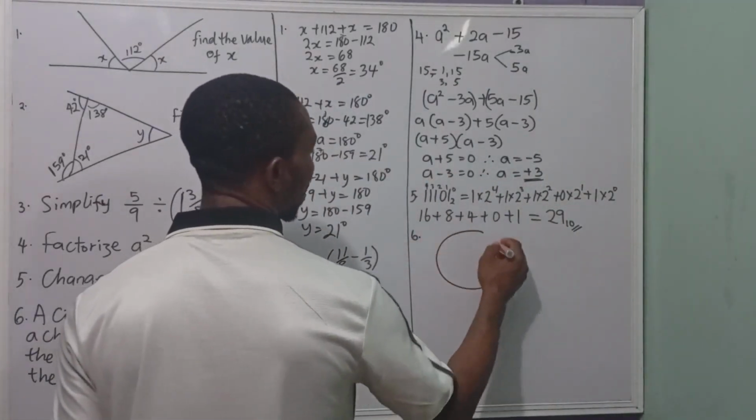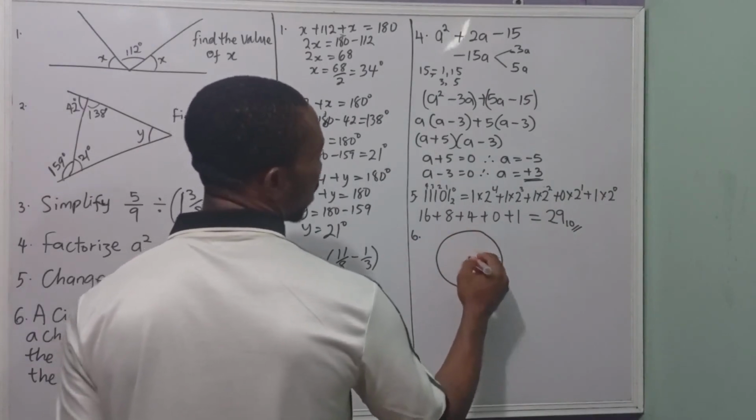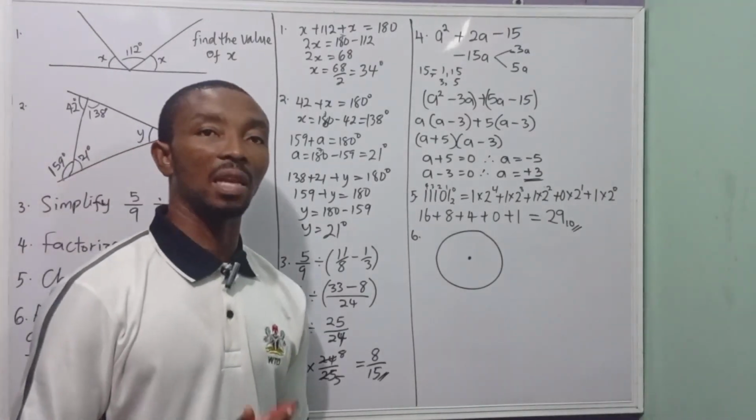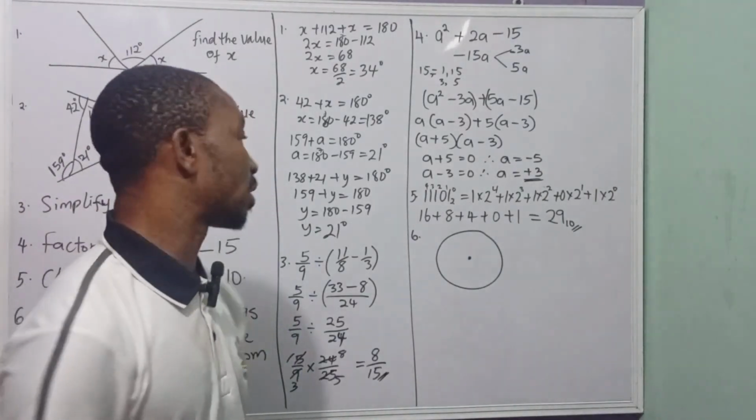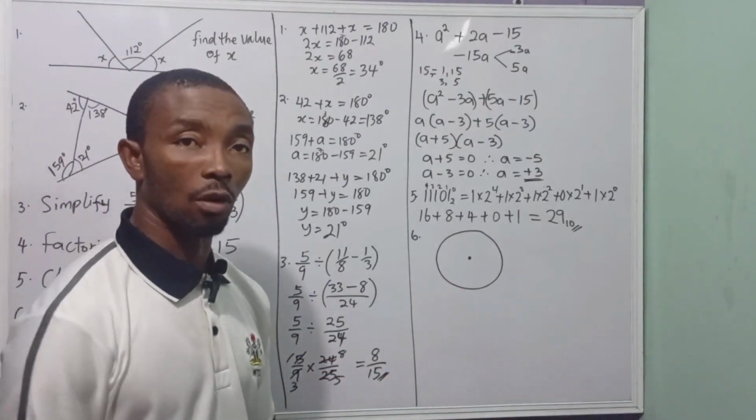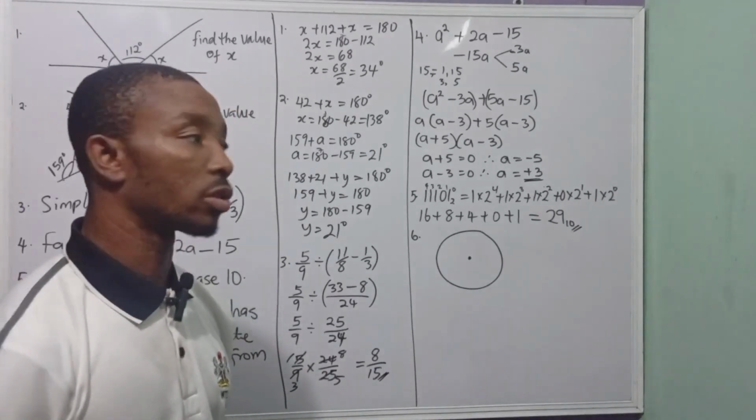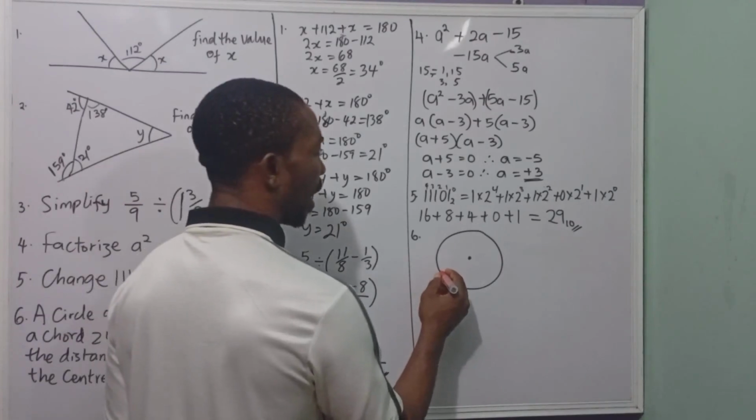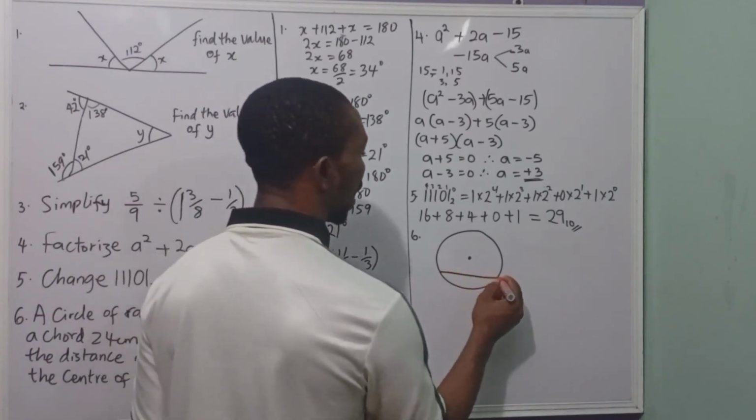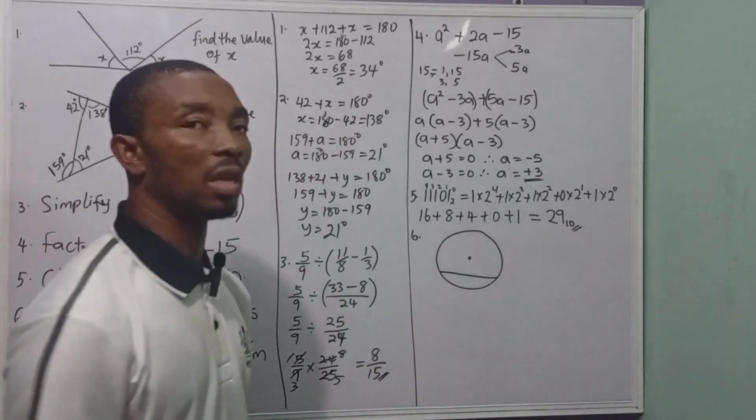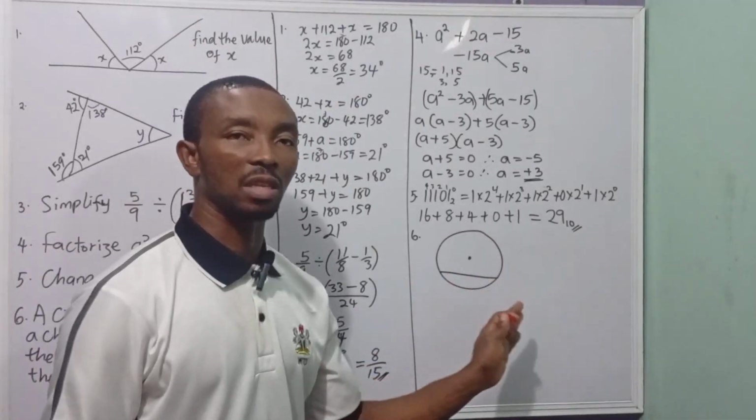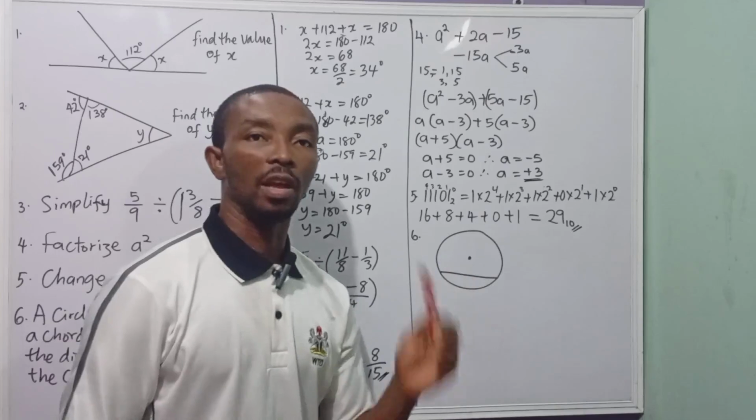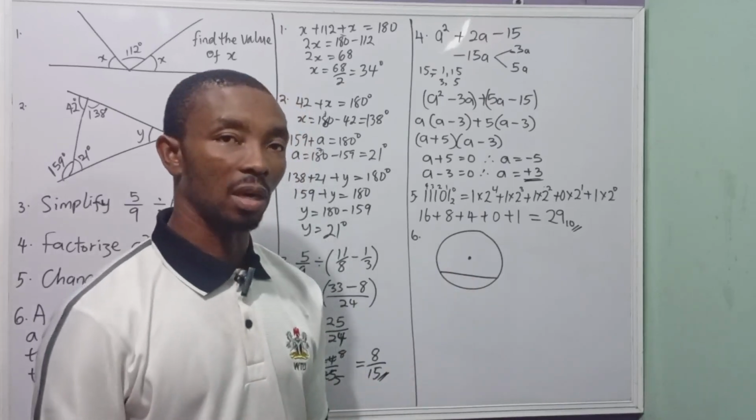If we have this as a circle and this is the center of the circle, we all know that the radius of a circle is any line from the center of the circle to any part of the circumference, while a chord is a line touching one end of a circumference to another end. Now, a chord necessarily does not need to pass the center of the circle. A chord that passes the center of your circle is referred to as your diameter.